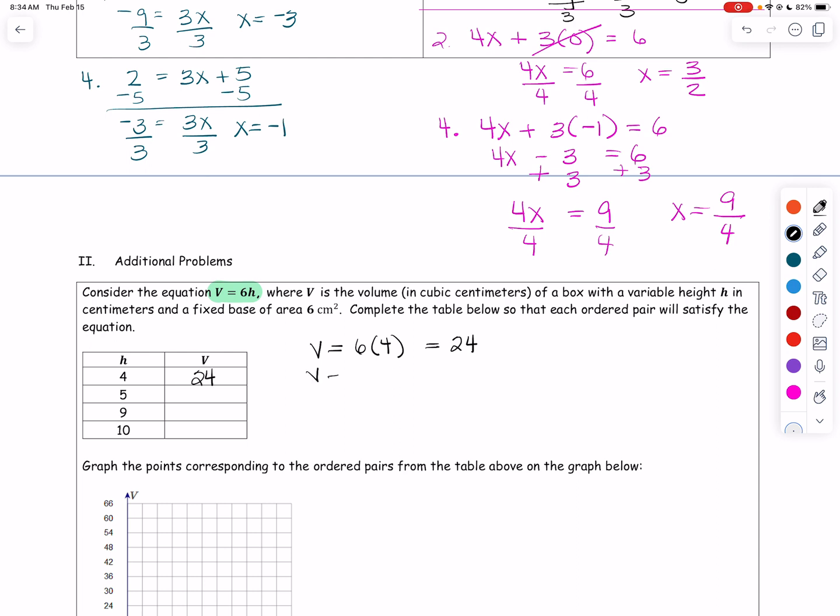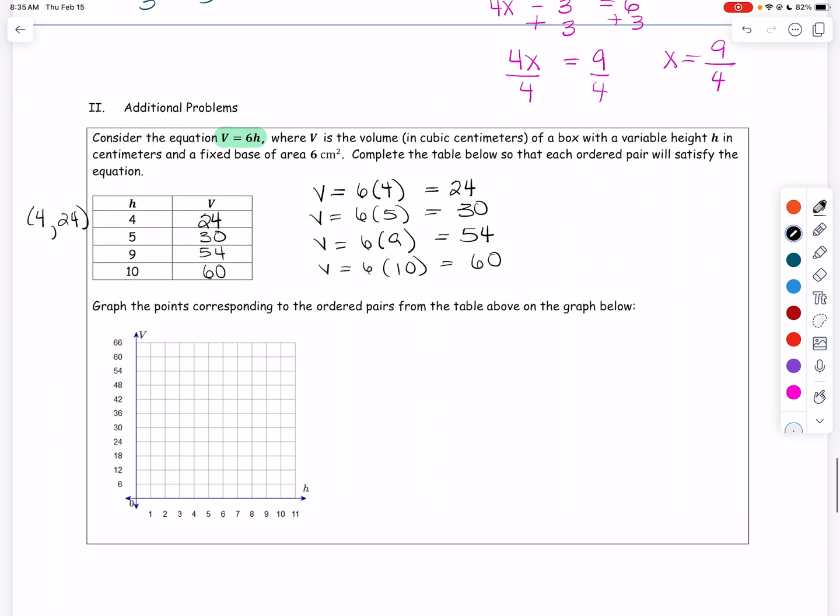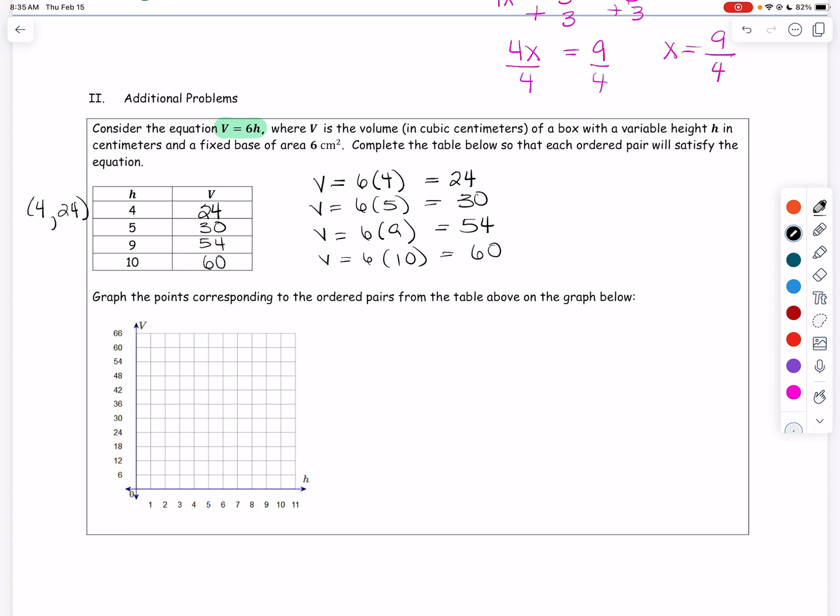We want to find the volume when the height is 5, that would be 30. Find the volume when the height is 9, that would be 54. And find the volume when the height is 10, and that would be 60. And so essentially you've got some ordered pairs here. You've got 4, which is the height or the x value, and you've got the volume 24, which is the y value.